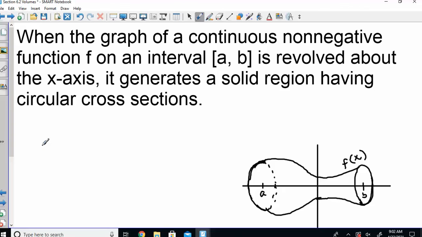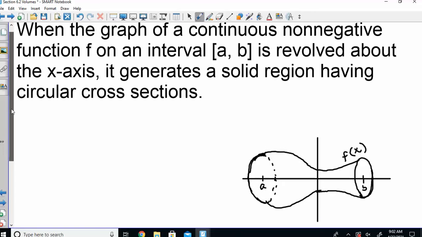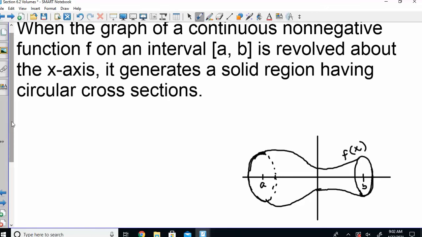Alright, let's talk about this. Every problem we've done so far, I know somebody pointed it out yesterday, when we were looking at our cross sections, everything we were looking at had a circular cross section. Now, it will not be the case that every single solid has a circular cross section. For instance, if I were looking at a square pyramid, so the base is a square, you're looking at that pyramid, would it have a circular cross section? No. So not everything has to be circular.